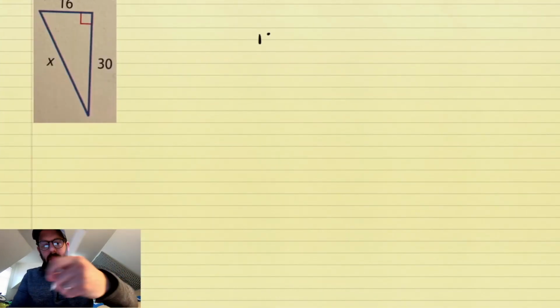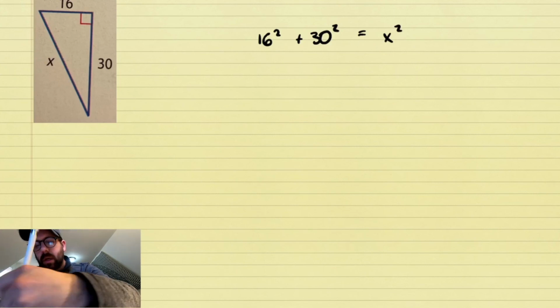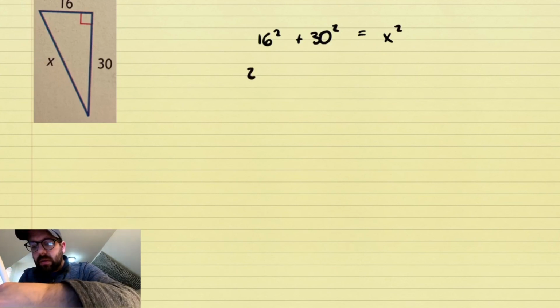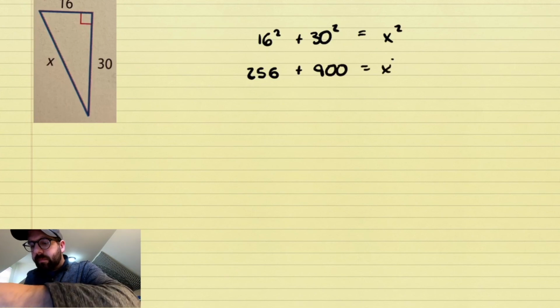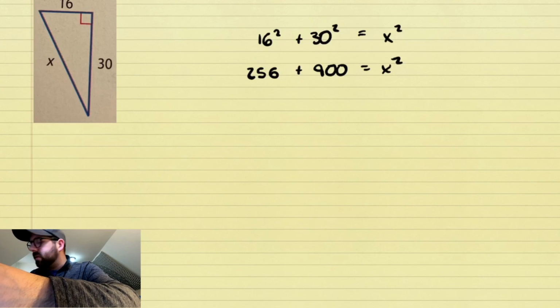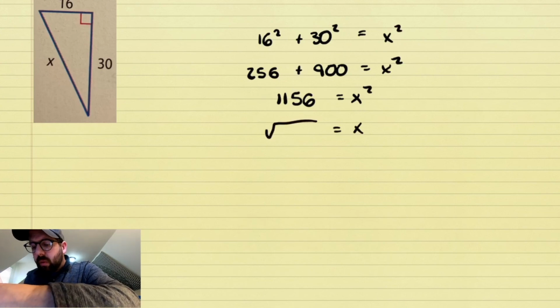Okay, two problems left. We have 16 squared plus 30 squared is equal to x squared. Again, the x happens to be the hypotenuse on this one. So 16 squared is, what is that, 256? 16 times 16. And 30 times 30 is 900. All right, so we're going to add the 900 plus the 256, and I'm getting 1,156. And then I have to take the square root of that.